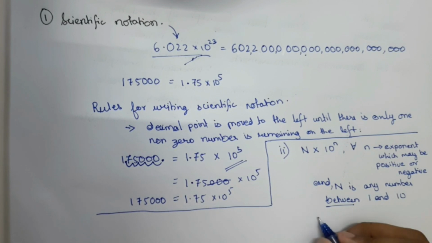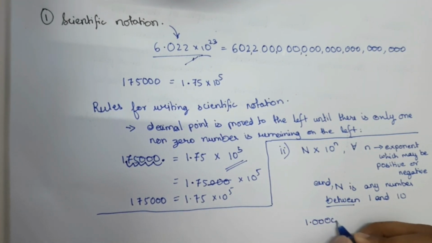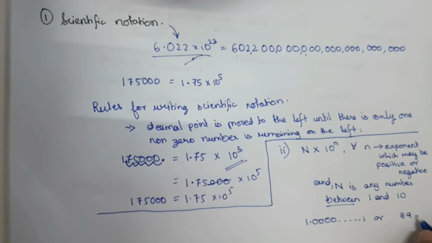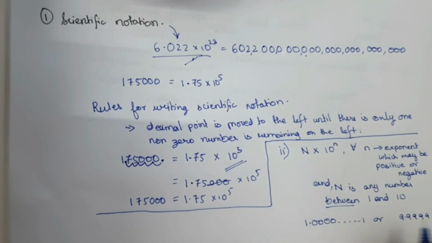So the value may be 1.00000, infinite zeros and 1, or 9.999999, infinitely many 9s. It can be anything, but it should be more than 1 but less than 10.